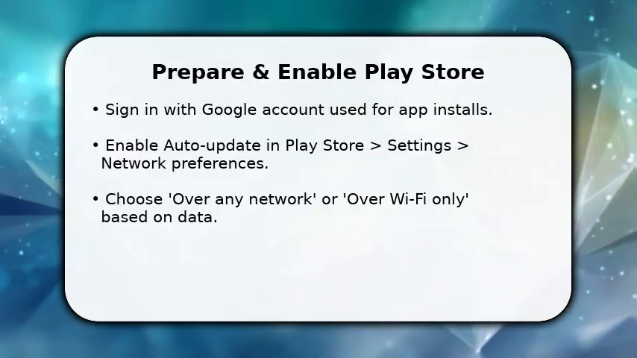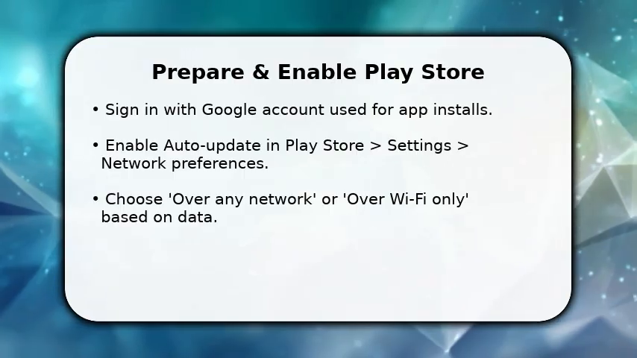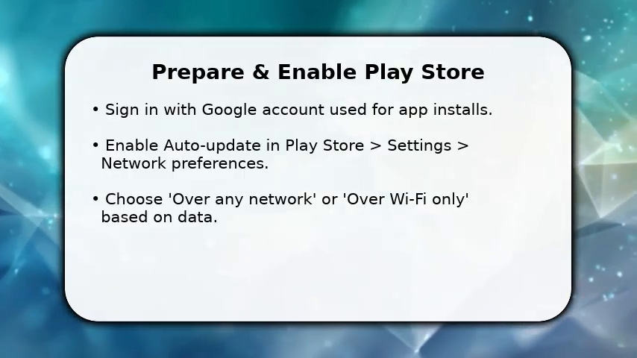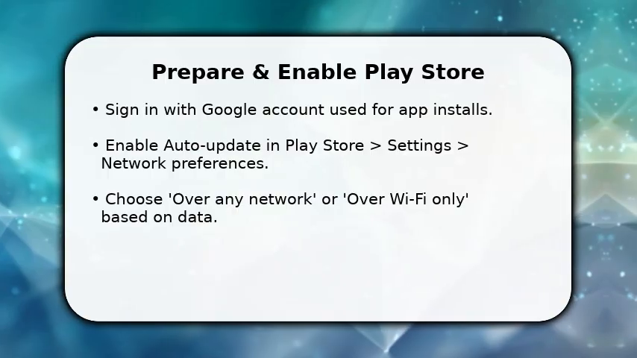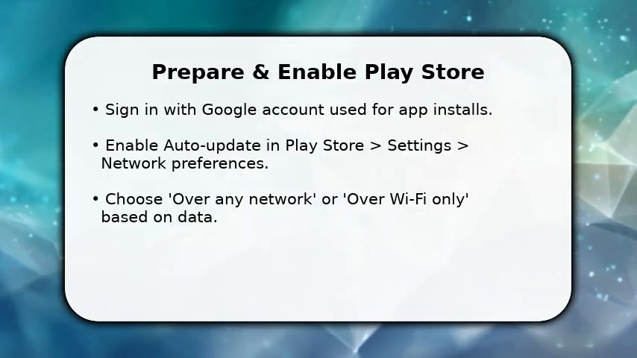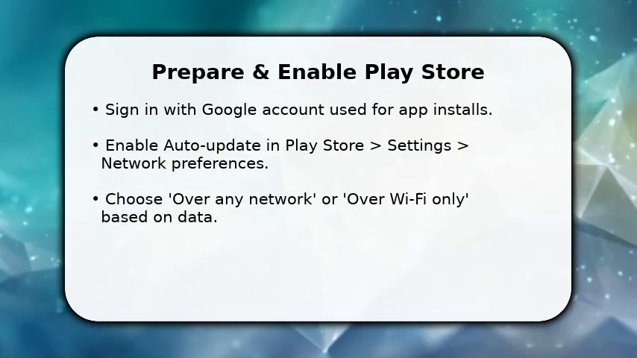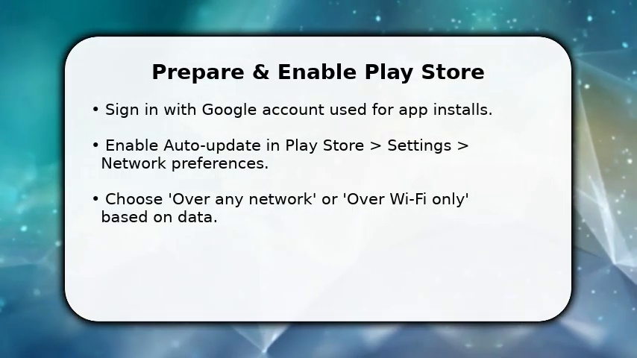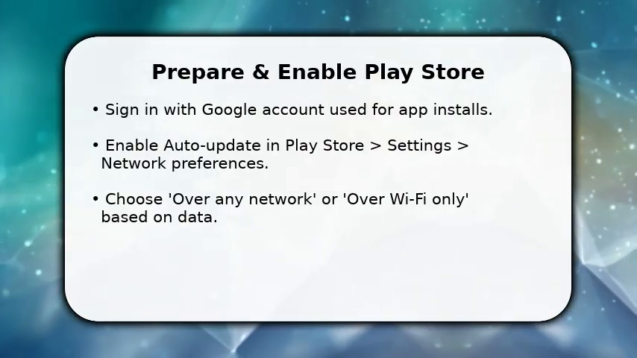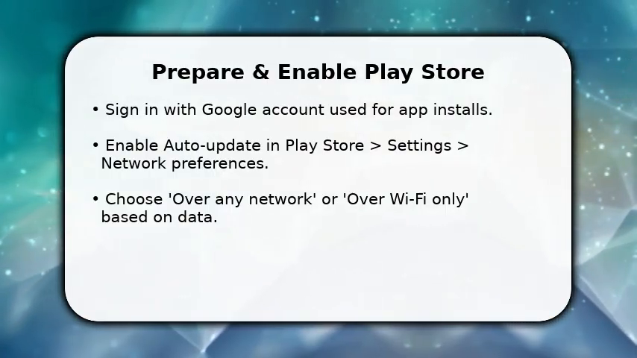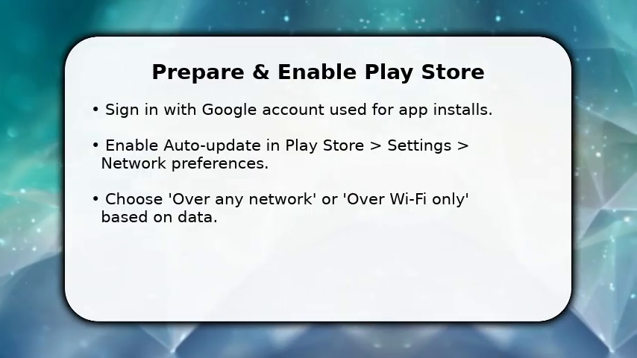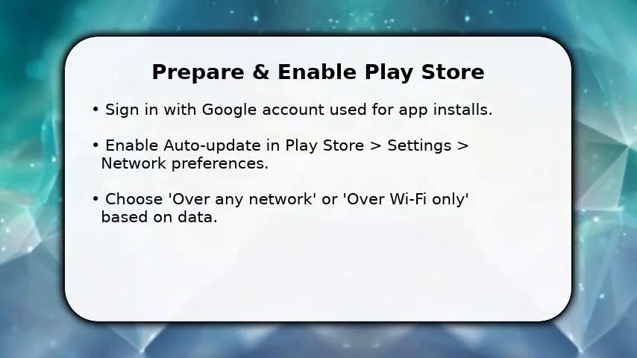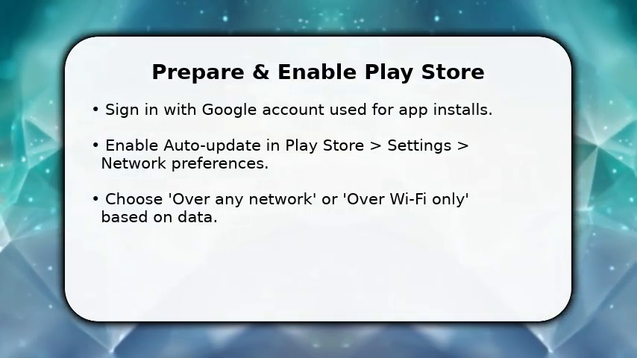You start by ensuring your Google account is the one used for installs. This links update permissions. Open Play Store, tap your avatar, go to Settings, then Network Preferences. Select Auto Update Apps and pick over any network or over Wi-Fi only depending on data limits. Once done, you give the Play Store permission to update automatically. This reduces manual maintenance and ensures security patches arrive promptly.